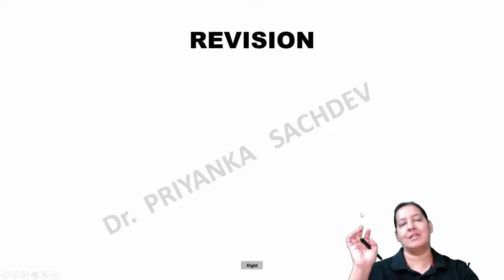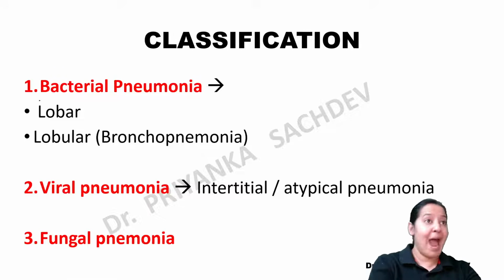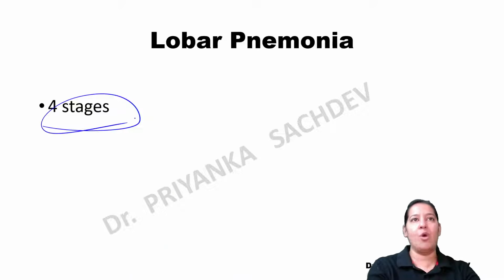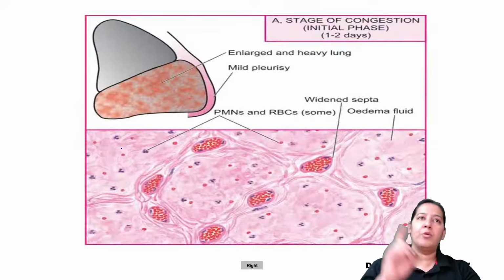Everyone gave me a thumbs up. Everyone. So I'm teaching you bacterial pneumonia. Still I have to teach you viral and fungal. Bacterial pneumonia: lobar pneumonia has the 4 stages, which you already know, and lobular pneumonia has only 1 stage.